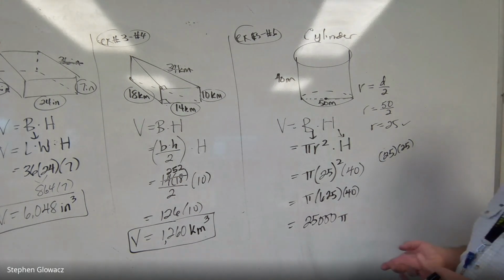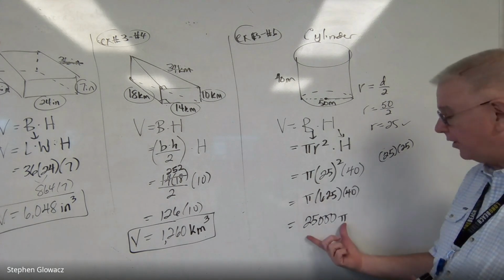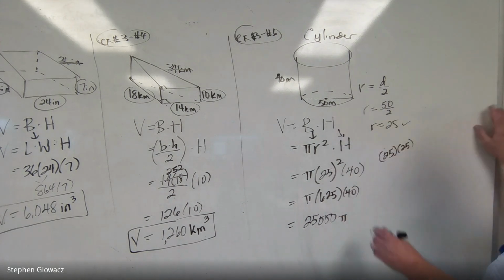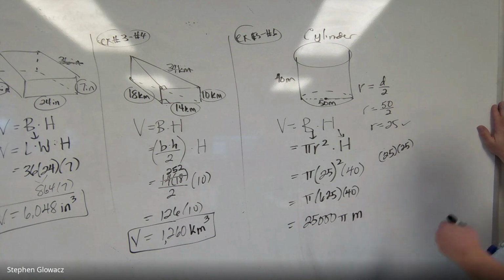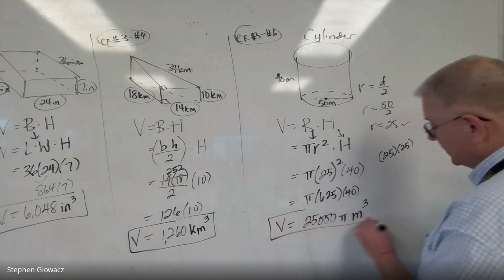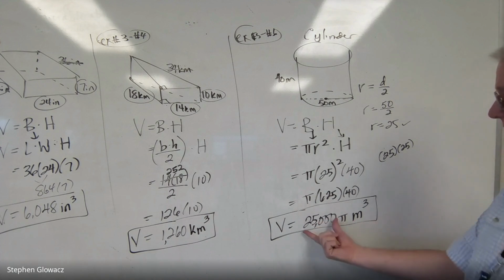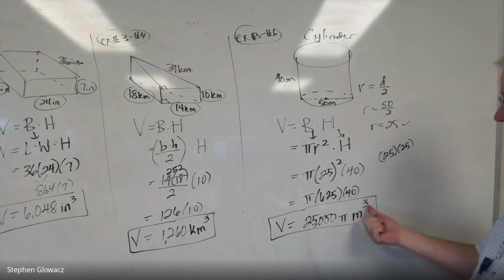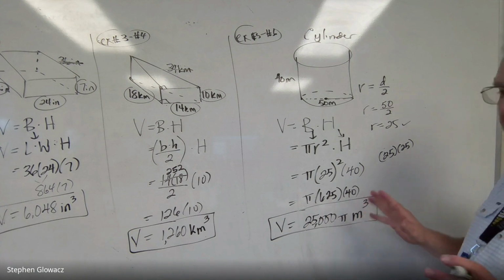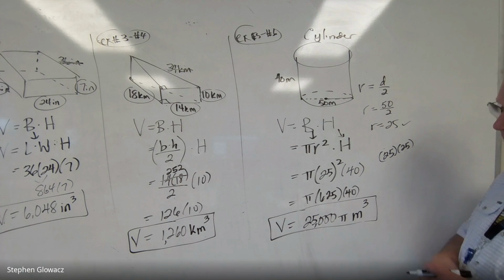Now, pi is not units. Pi is just part of our volume. Our unit is meters. And again, this is volume, so it's cubic meters. So our final answer in terms of pi, as they ask us to do here, 25,000 pi cubic meters. So again, pause, rewind the video, make sure you got a good understanding of that. And I think you're going to do pretty good with the work here.